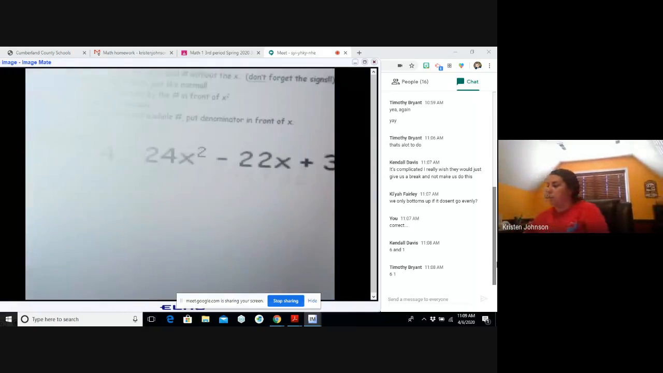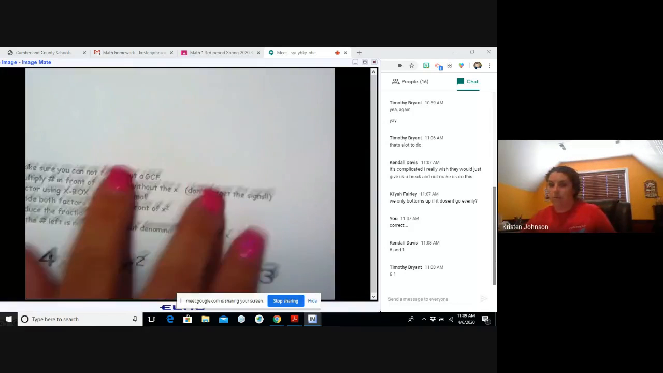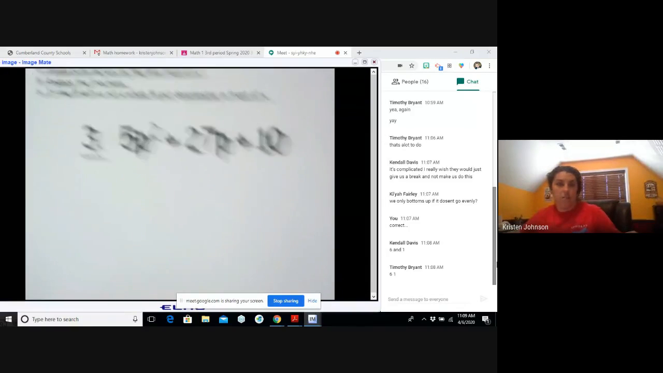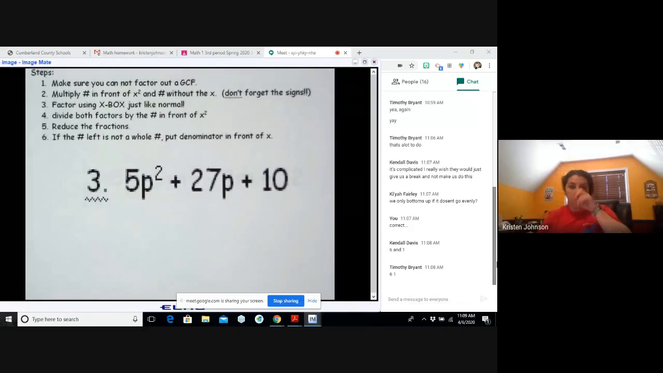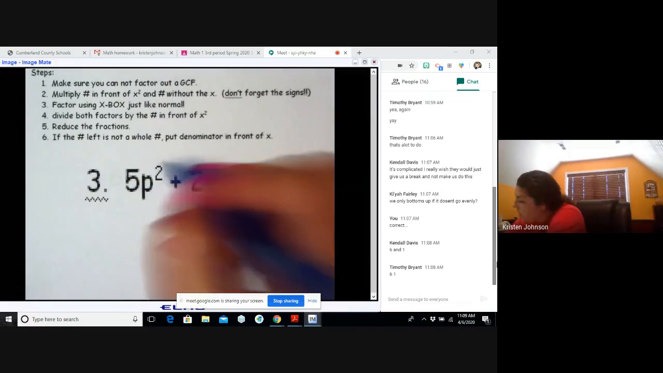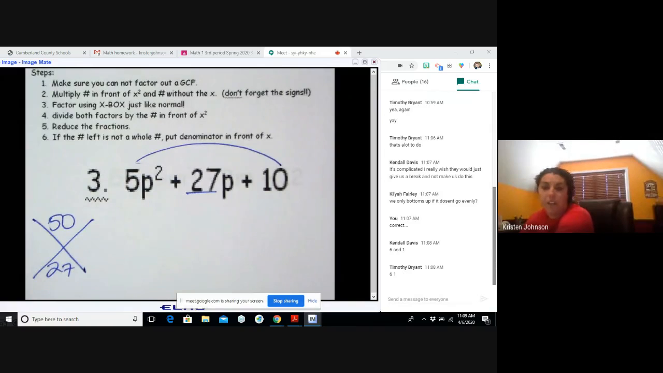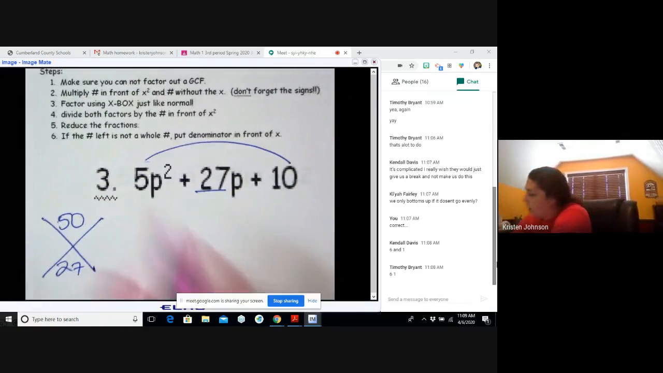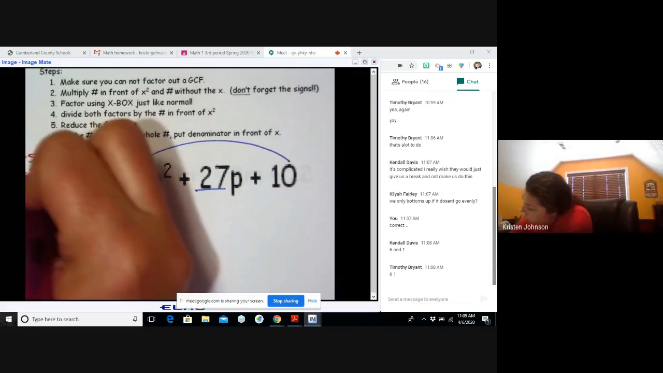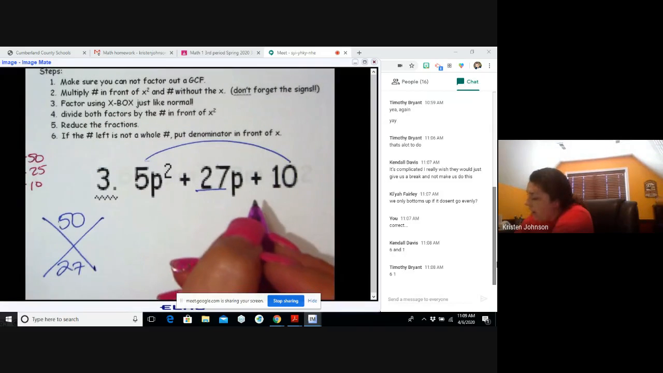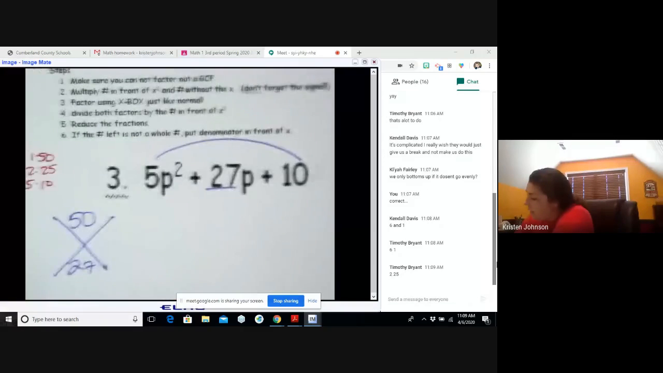All right, so let's look at number 3. Okay, so make sure there's no GCF. Again, there's no GCF between 5, 27, and 10. So we're going to start by multiplying 5 times 10. And then 27 goes in the bottom. All right, 50 is a pretty big number. Okay, so let's see what we've got. We've got 1 and 50, 2 and 25, 3 won't work, 4 won't work, 5 and 10, 6, 7, 8, 9, 10, and 5. Okay, so those are the 3 that we have.